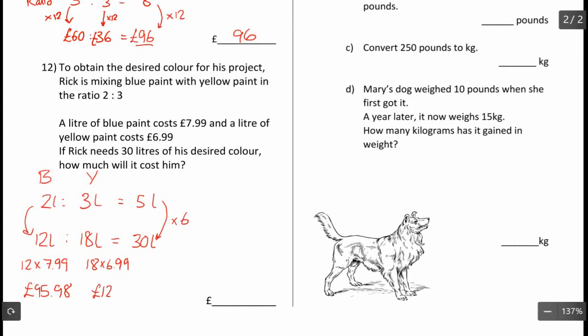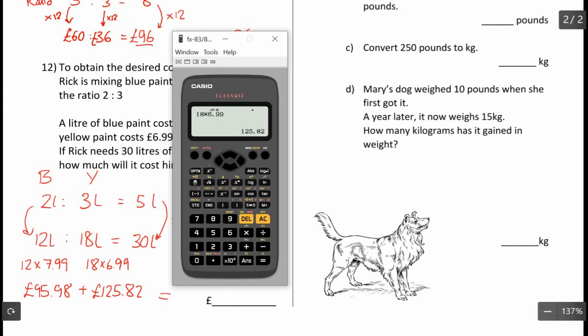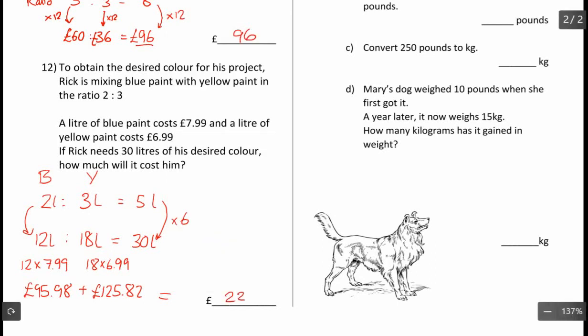£125.82 for the yellow, and then I'm going to add them together, and this will give me my answer. £221.81.